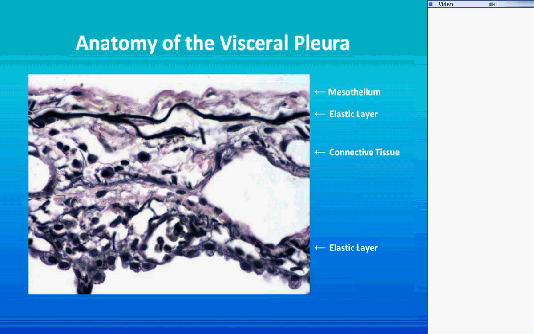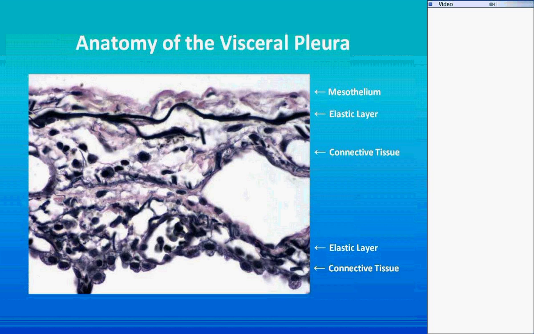Beneath that is another elastic layer. In this particular patient, this layer happens to be somewhat discontinuous and thin. And then finally, there's another connective tissue layer deep to that, beneath which is the beginning of the lung parenchyma. Now, you'll note that the criteria for visceral pleural invasion are penetration through the visceral pleural elastic layer.